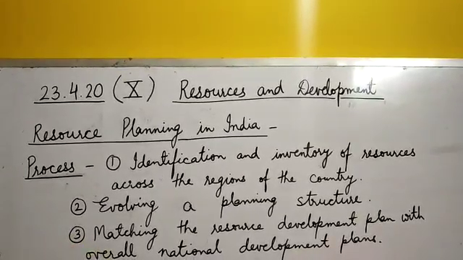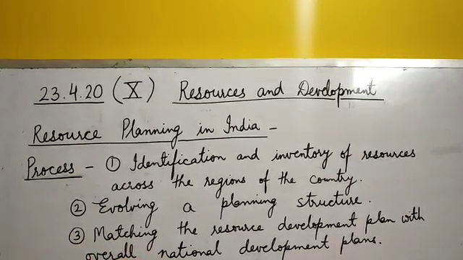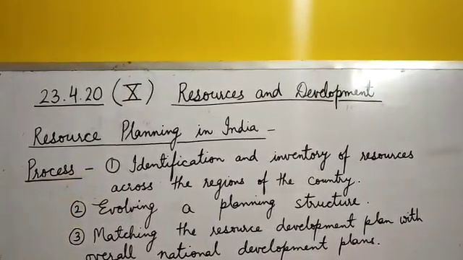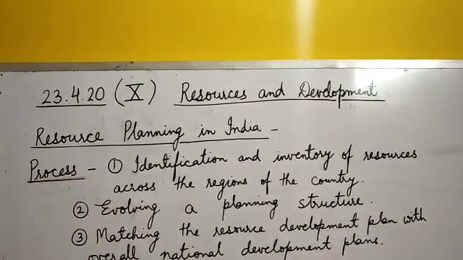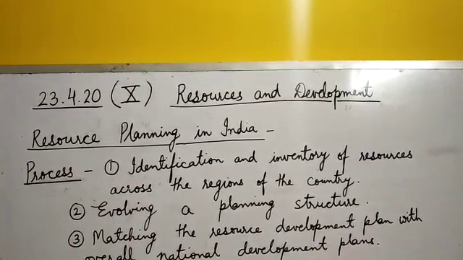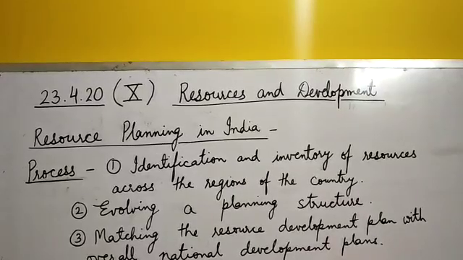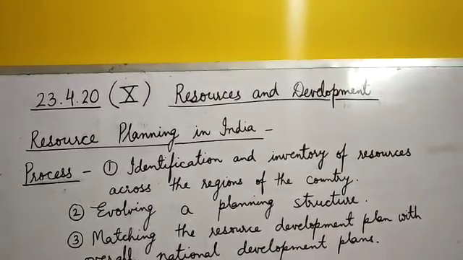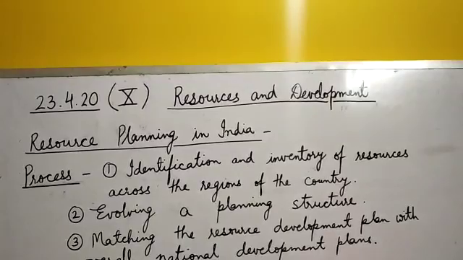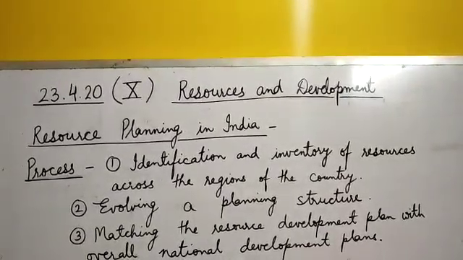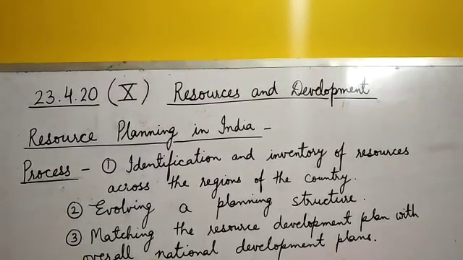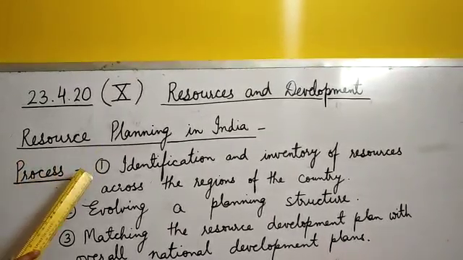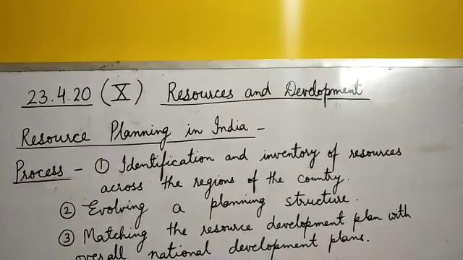In the third stage, we match the resource development plan with the overall national development plan. After these two stages are over, the final stage is done. In this last stage, we match the need of the different states: which states need more, and which states need less. According to that, the resource which is extracted or ready for use is distributed. Therefore, we match the resource development plan with the overall national development plan. This is how resource planning is done in India, in these three different processes.